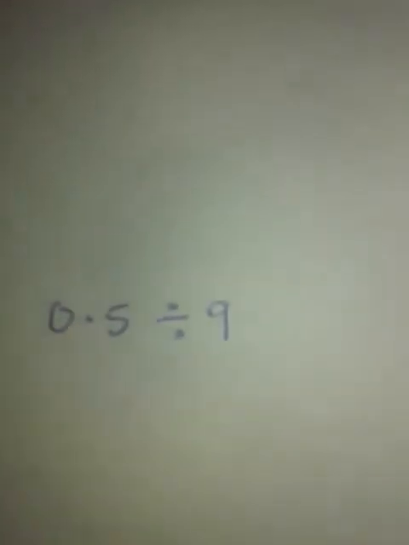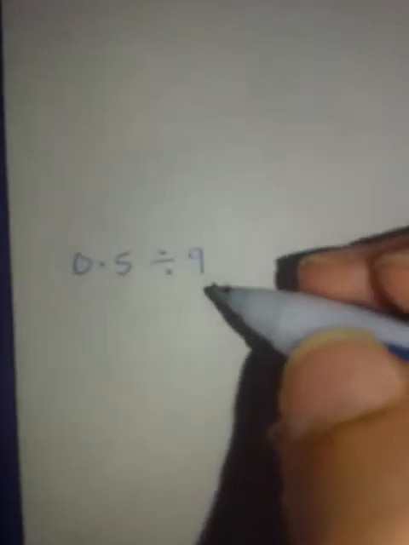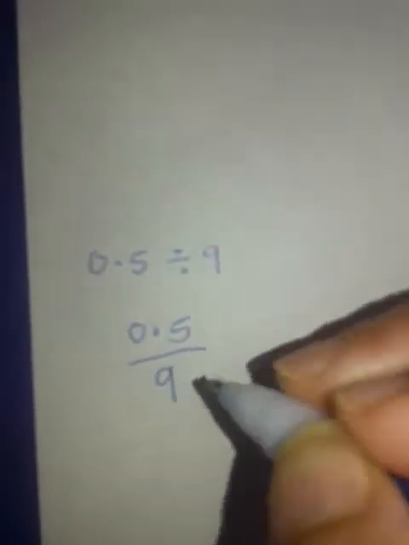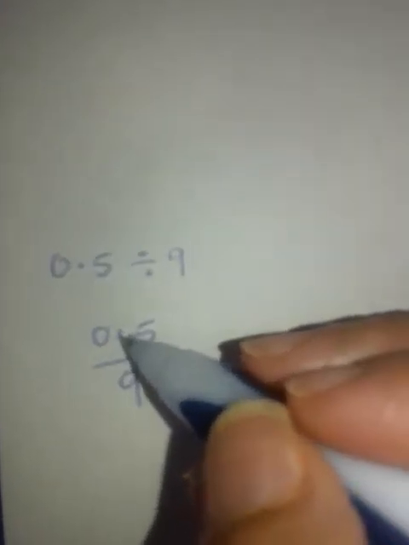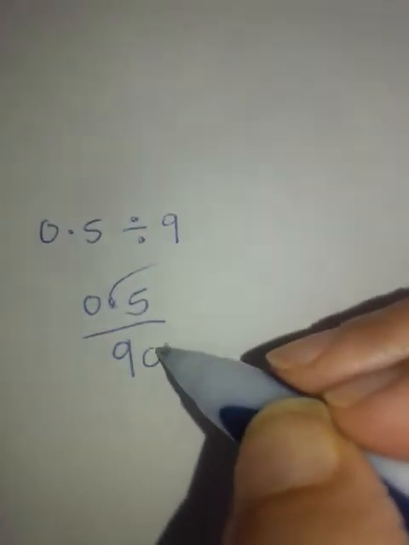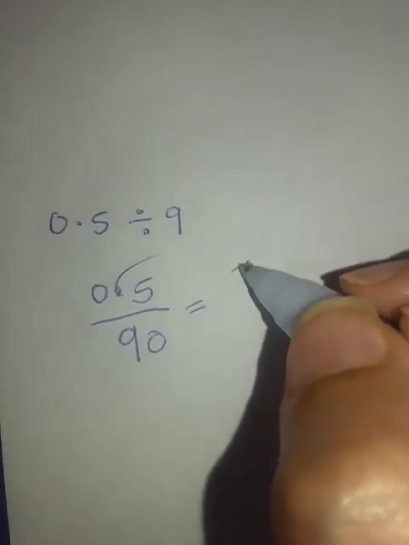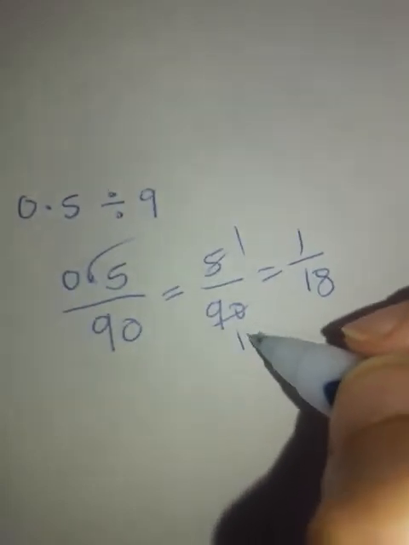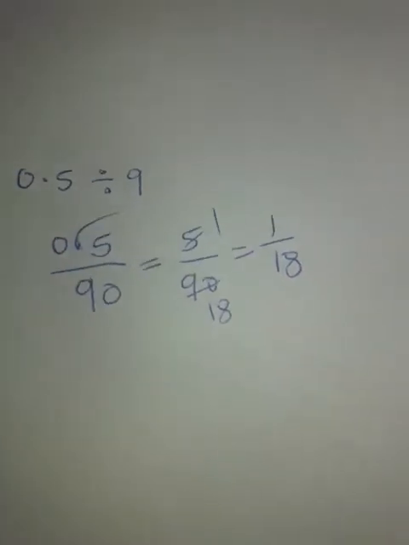One more example. 0.5 divided by 9. Let's see how to do it. What is the first step? Write down in the form numerator upon denominator. I want to get rid of this. So what I need to do? Remove this. When I remove this one place, I need to give a 0 here. So it becomes 5 upon 90, that is 1 upon 18. 5 ones are 5 and 18 fives are 90. So it becomes 1 upon 18.